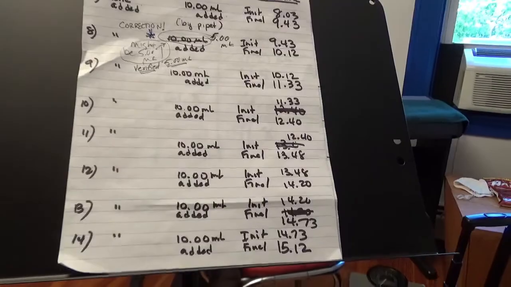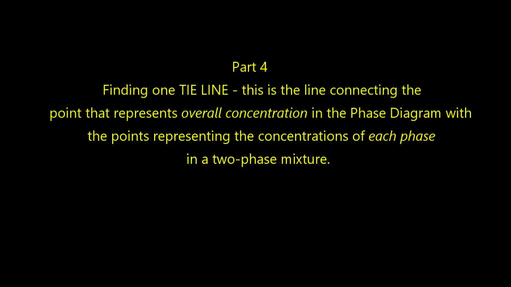All right. Now we're up to the last part of the lab, part 4. And in this part, we find one tie line. This is a line that connects the point that represents the overall composition to the 2 points that represent the composition of each of the 2 phases when they separate.